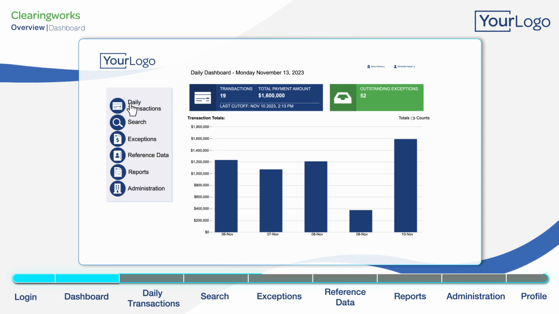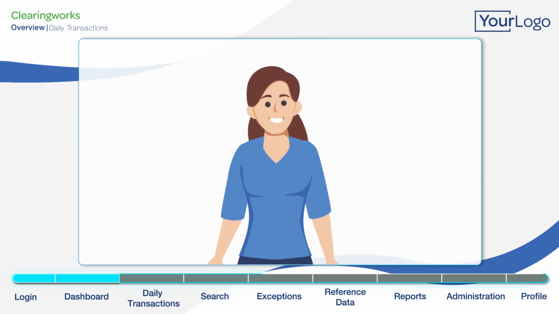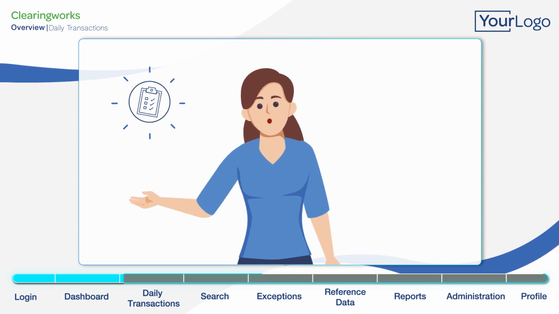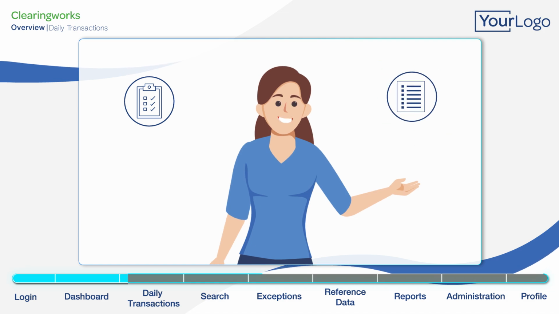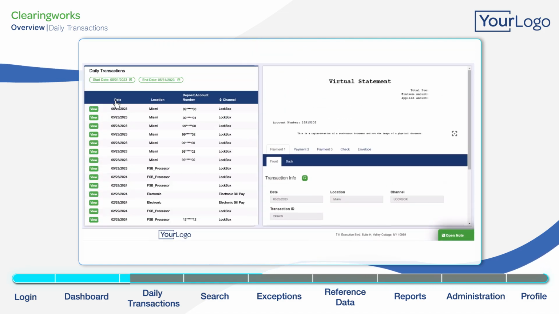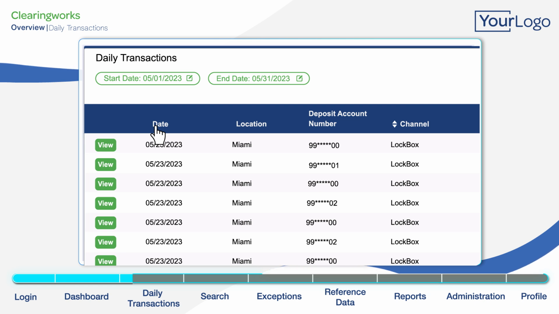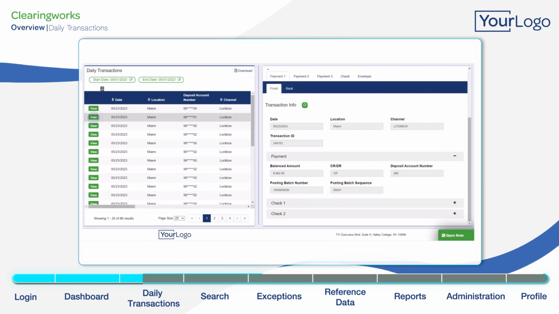Clicking the daily transactions link takes you to a page that lists all payments processed the previous day. This page is divided into 2 sections. On the left is a transaction summary. On the right are details for each payment. The transaction summary has headings such as location, deposit account number, channel. Click on the View button to see the payment details.